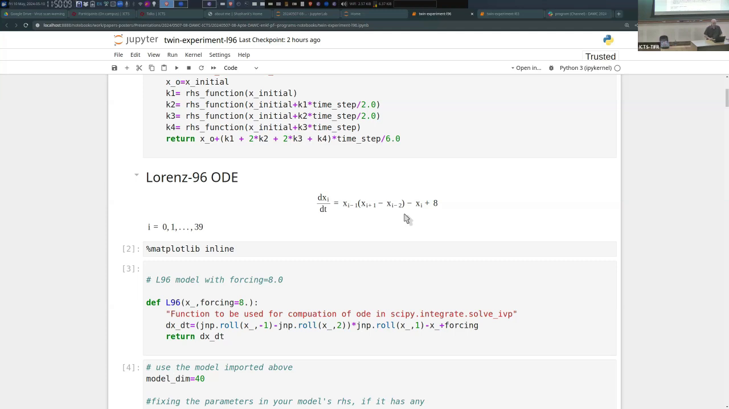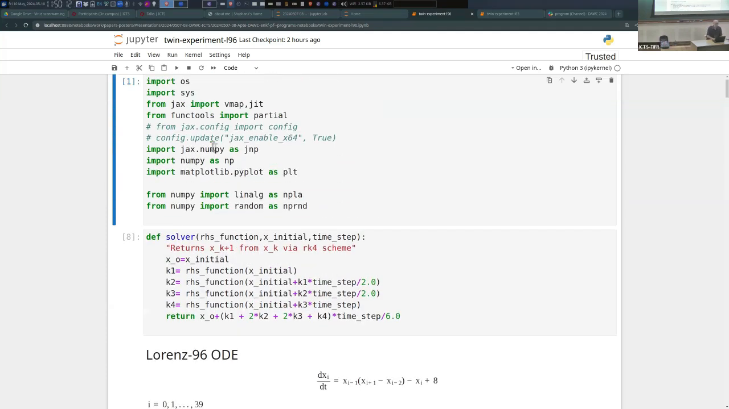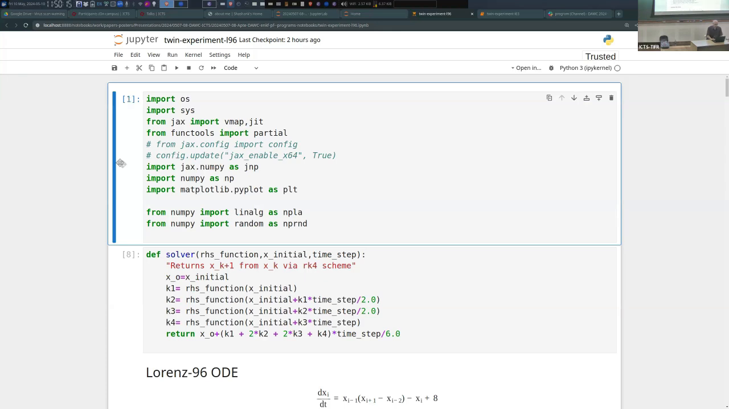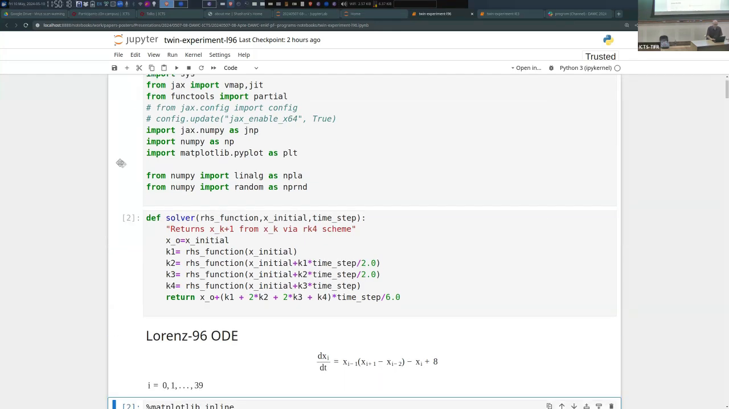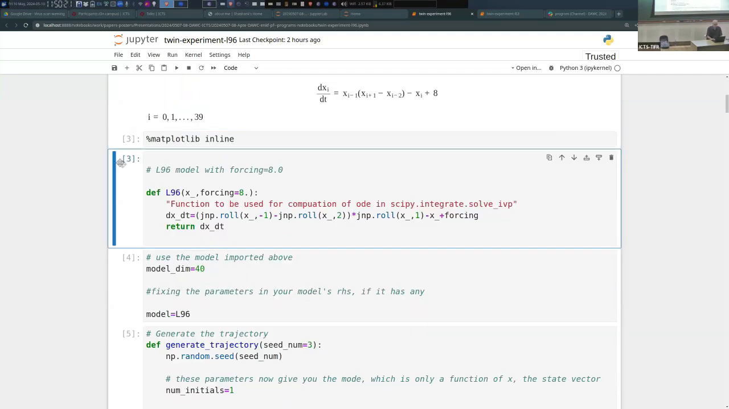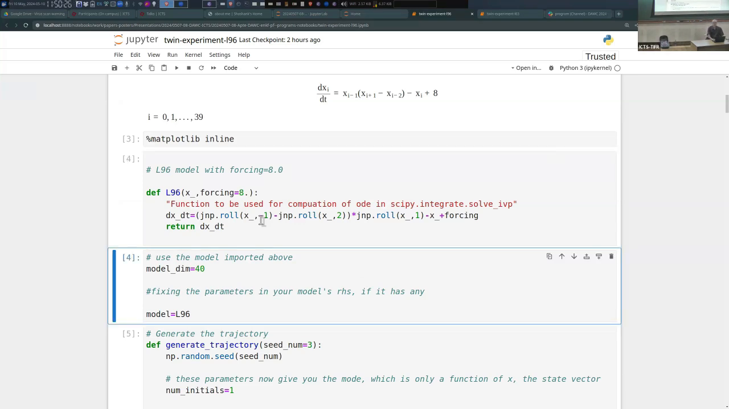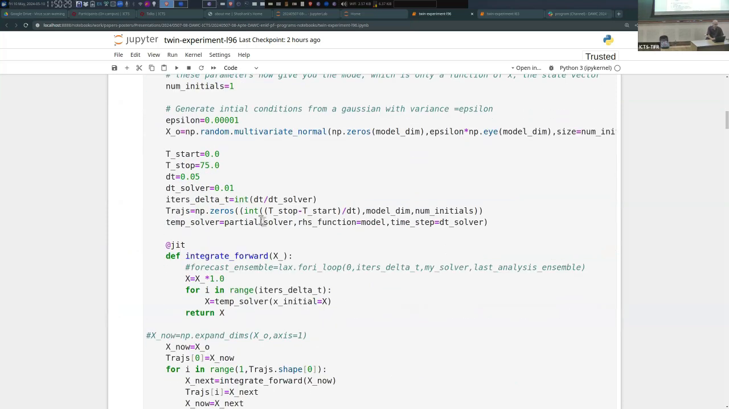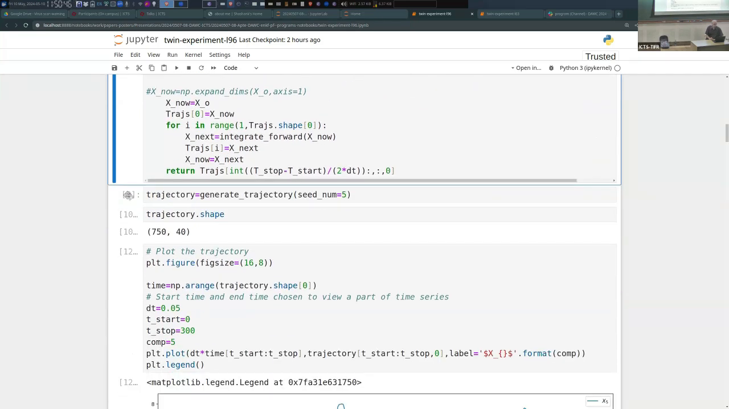Everything else remains the same in terms of process. So let's go through it. The equation is defined. The code is over here. Model dimension in this case now is 40. The generate trajectory code remains identical, except that I have changed the style. The time steps are probably the same. It will go from time 0 to time 75, and now generate a trajectory.